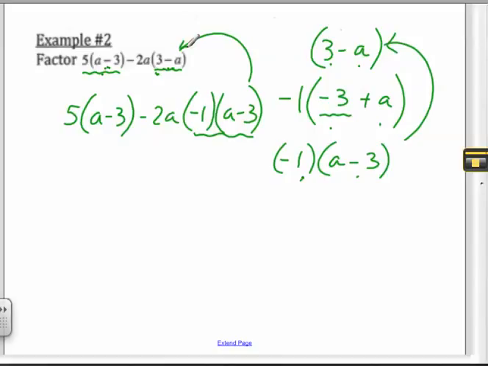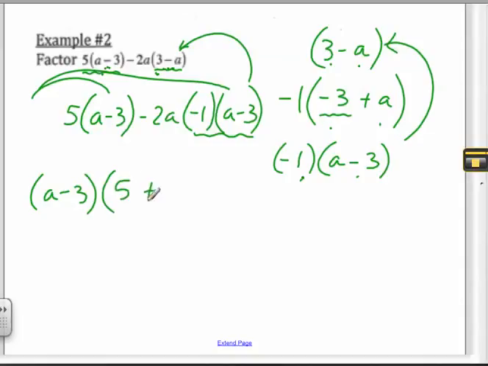Now, what do both of these terms have in common, Hugh? They both have a minus 3, so I'm going to undistribute it. I'm going to factor it. I'm going to pull the a minus 3 out front. But what does it get multiplied by? What's the other binomial, Troy? No. Devin. 5 plus 2a. Wait a minute, how'd that thing become plus 2a?